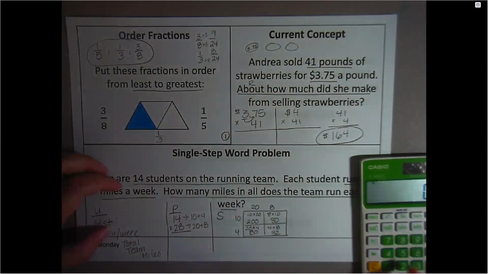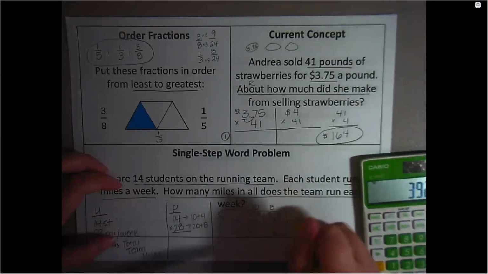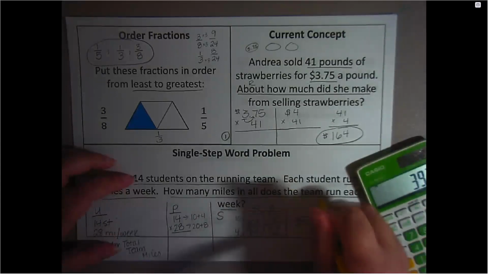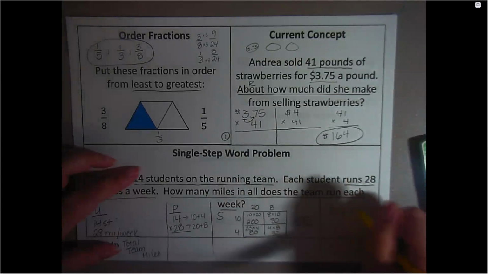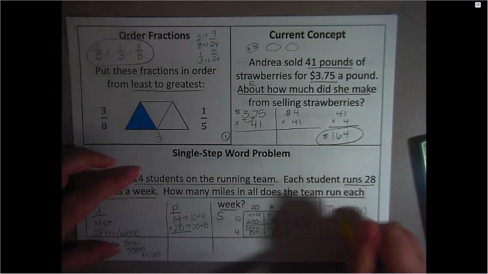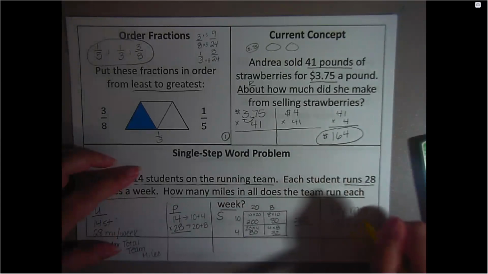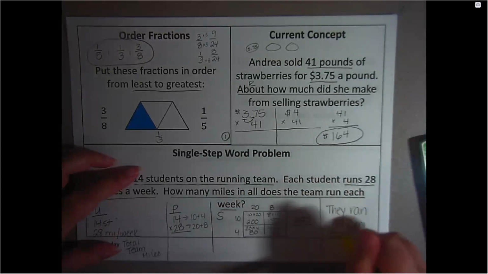Oh, I'm sorry, wait a minute, clear. I have 200 plus 80 plus 80 plus 32. And that equals 392. So my answer is they ran 392 miles each week.